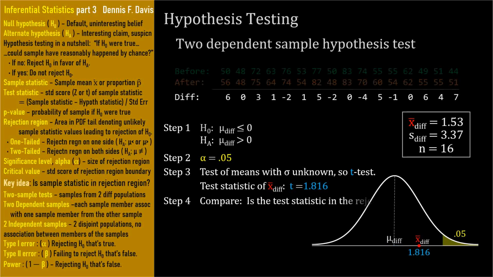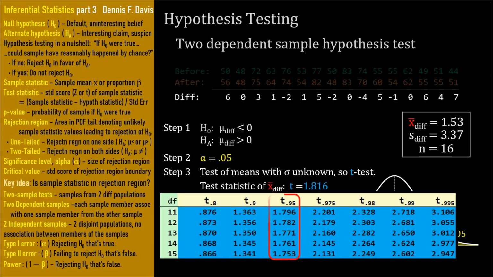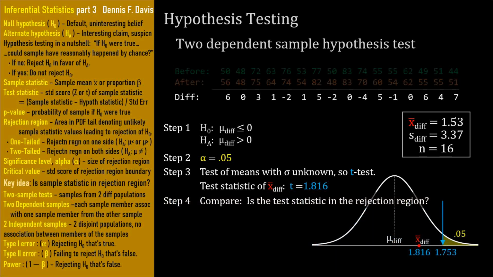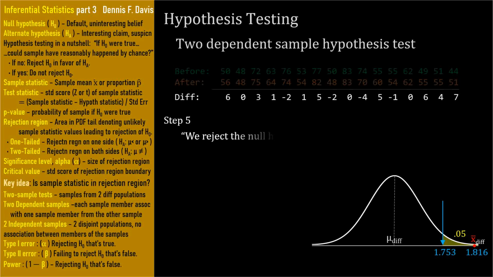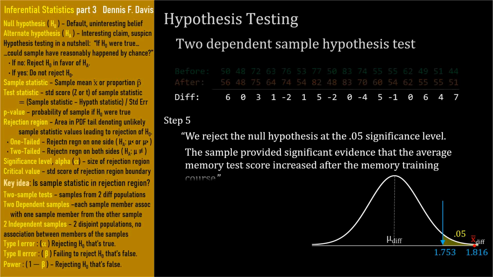The critical value is the t-score corresponding to 0.95 and 15 degrees of freedom, which is 1.753. The test statistic is in the region of rejection, so we reject H0. We reject the null hypothesis at the 0.05 significance level. The sample data provides significant evidence that the memory test scores increased after the memory training program. The takeaway is that two-sample tests, where the samples are dependent, are conducted exactly like one-sample tests, where the random variable is the difference between each corresponding pair.